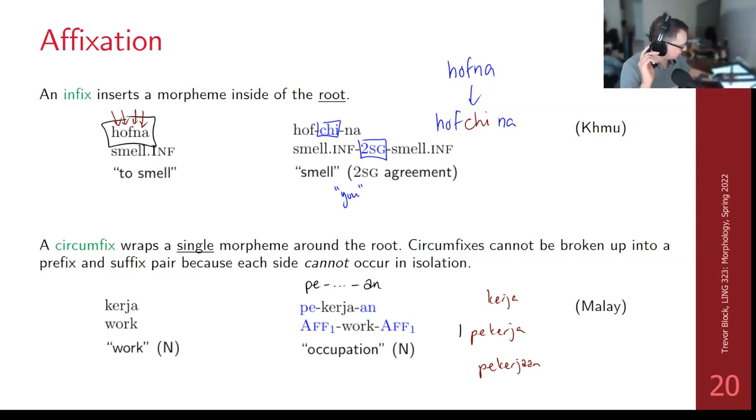What tells us that it's not this is that each side of that morpheme, so the pe and the an, cannot just occur on their own. So you're never going to get something like pekarya. And you're never going to get something like karyaan. These always have to come together as a unit. So that's how we can determine that something is a circumfix, if they always have to come together.